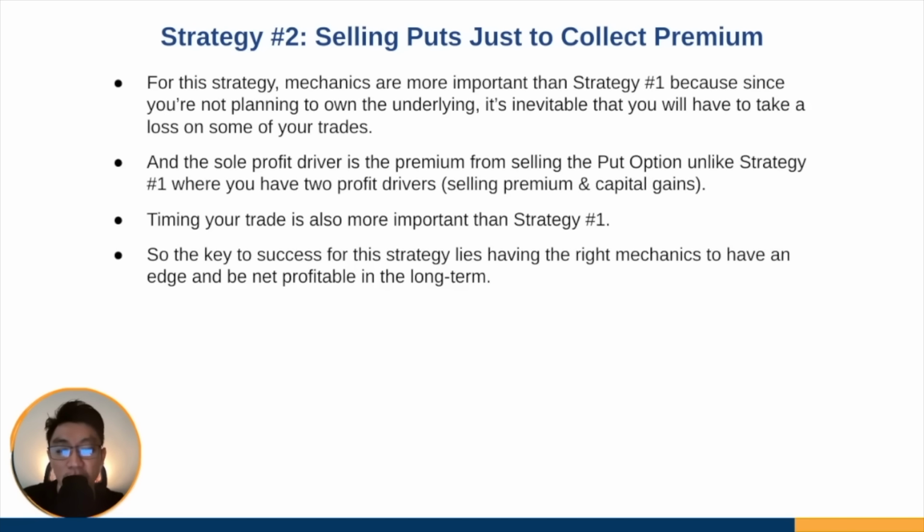So the key to success for this strategy lies in having the right mechanics, which I'm going to share with you, of course, and to have an edge and be net profitable in the long term. So again, the keyword here is the long term, at least 100 trades or more, right? Because it's very possible that if you have only 20, 30 trades, you could still see a drawdown, right? You could still see your overall net loss. But if you continue to put on the trade, as long as you stick to the mechanics I'll be sharing with you, then generally you're going to have an edge. You're going to be net profitable over the long term. So what are these mechanics, right?